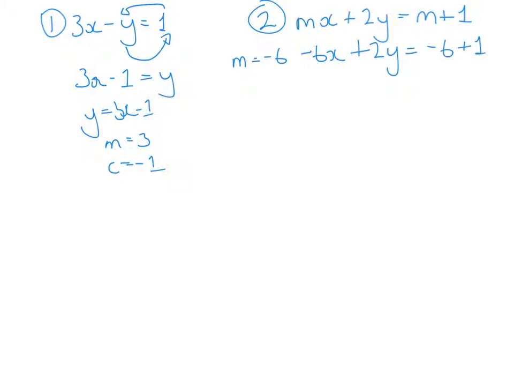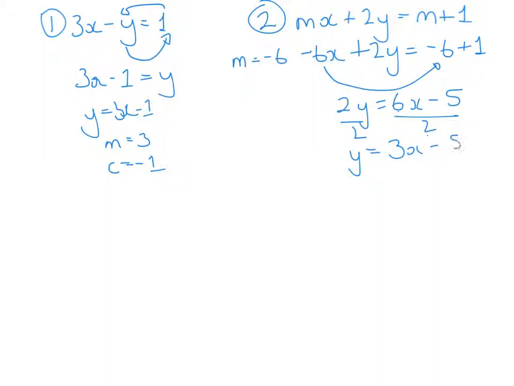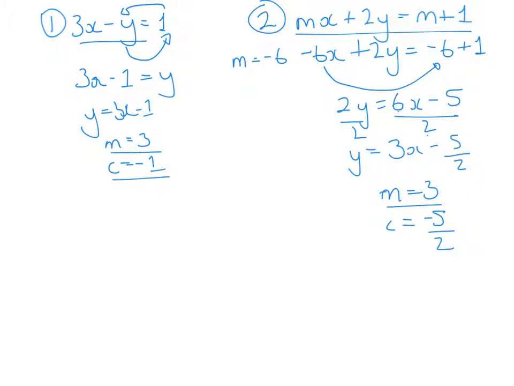Now if we took this 6x across to the other side there, that would be 2y is equal to 6x minus 5. Now if we divide it by 2 on both sides, 6x over 2 is 3x, and minus 5 over 2. So the gradient is 3 and the y-intercept is minus 5 over 2. So you can see these lines, this one and this one, are parallel. They both have the same gradient but a different intercept.